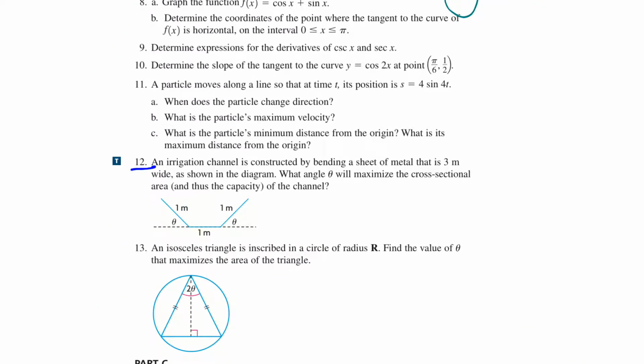Next question, question number 12. An irrigation channel is constructed by bending a sheet of metal that is 3 meters wide, as shown in the diagram. What angle theta will maximize the cross-sectional area and therefore the capacity of the channel?